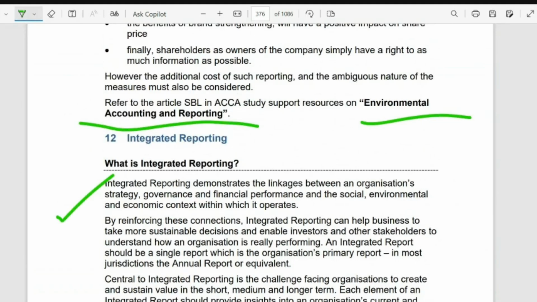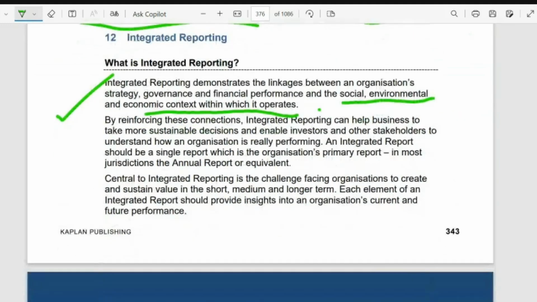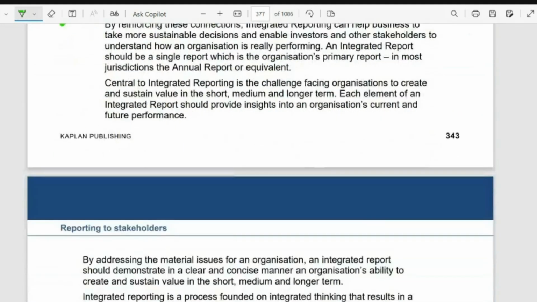What is integrated reporting? Integrated reporting demonstrates the linkage between organization strategy, governance, and financial performance, and the social, environmental, and economic context within which it operates. So it is a link between the social environment, their performance and activities, whatever governance and strategy are involved. It is linked with the social and environmental context of its operations. So how is it a benefit for human beings and for the company, for growth, and for all environmental issues.